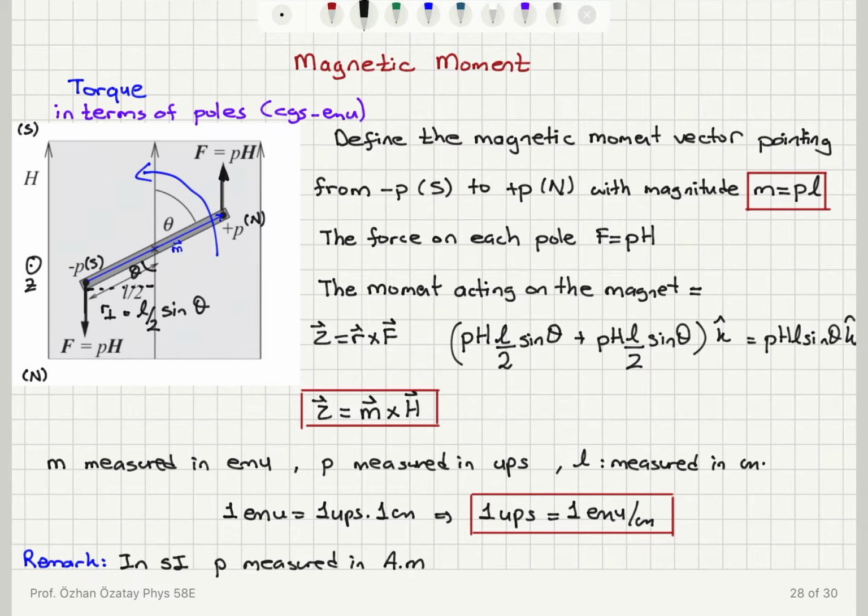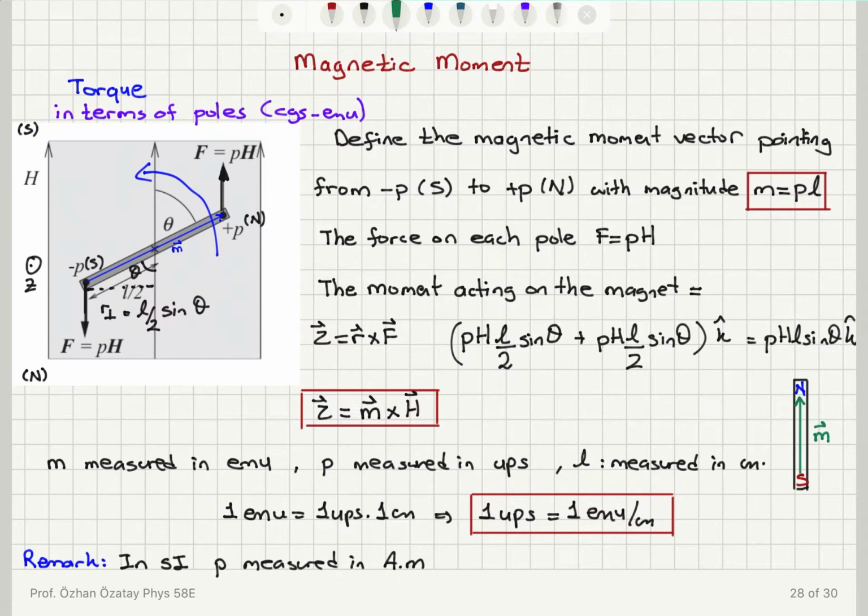Okay, so when you see a magnet that has a north pole and a south pole, we can call this north pole, this is the south pole. The vector that points from one end to the other end, from the south pole to the north pole, is the magnetic moment vector, M. And M is measured in electromagnetic units.